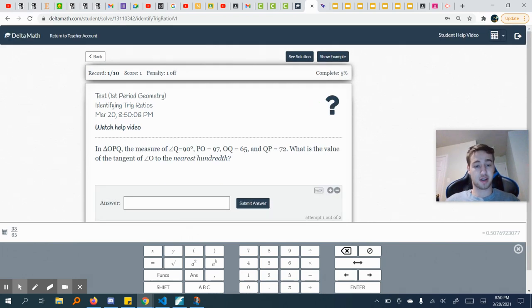So we'll go to a new triangle. So right here, we have OPQ. Q is 90, so that means we have a right triangle going on. We have these things, and what is the value of the tangent of O to the nearest hundredth? Now, I could tell you that it's going to be the opposite, so the side not containing O, so QP, divided by the adjacent, meaning the other non-hypotenuse side, so OQ. But that probably wouldn't give you enough info unless we just go ahead and see the solution.